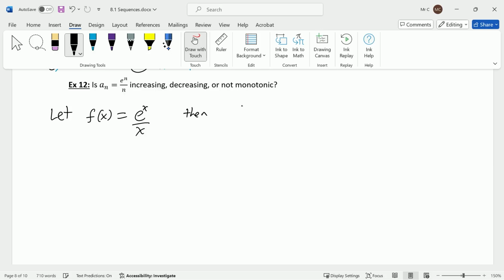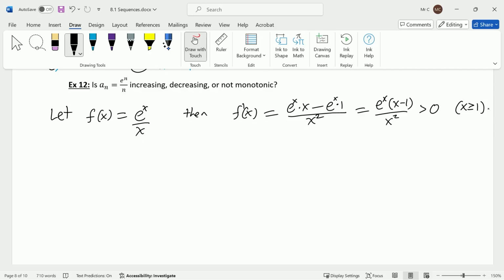Then f prime of x is, all right, this is a quotient, so we have to apply the quotient rule. Get the derivative of the top times the denominator minus the top times the derivative of the denominator, all over the denominator squared. Factor my numerator, I get e to the x times x minus 1 over x squared. And what do we see? e to the x is always positive, x squared is always positive, and x minus 1 is positive as long as x is greater than or equal to 1. And since we're talking about a sequence here, that will be totally fine, because whenever x is greater than or equal to 1 is going to line up when n is greater than or equal to 1.